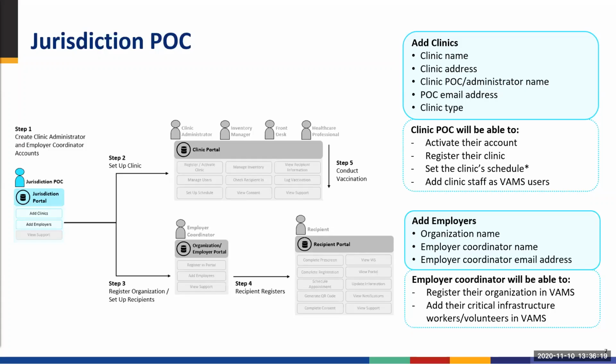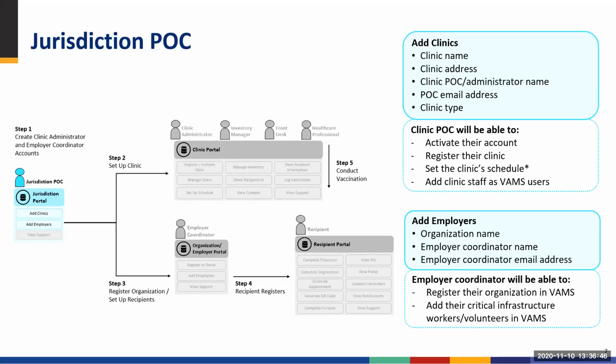I also heard from Matt with IIS Frontline Workers two weeks ago. He's an employer coordinator whose organization has critical infrastructure employees he wanted to add in the system so they can become eligible to receive COVID-19 vaccination. I added IIS Frontline Workers as an organization in VAMS by entering their name, the employer coordinator's name, which is Matt, and his email address.